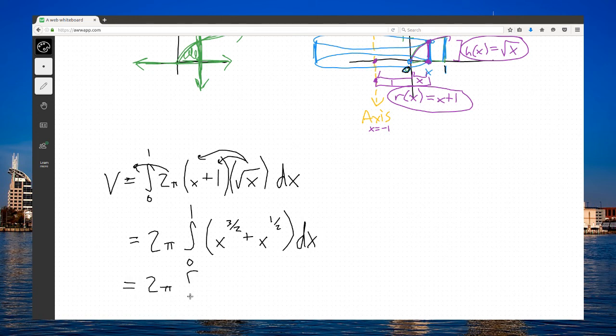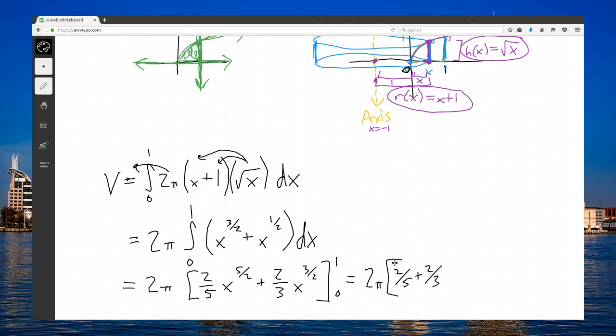So we have 2 pi, and we'll add 1 to the power. 5/2, divide by 5/2, which is the same as multiplying by 2/5. Here we'll get the same thing with 2/3, x to the 3/2. Evaluated from 0 to 1. So 2 pi. If we plug in 1s, we get 2/5 plus 2/3. Plug in zeros, we do get 0 plus 0. So scratch all that out.